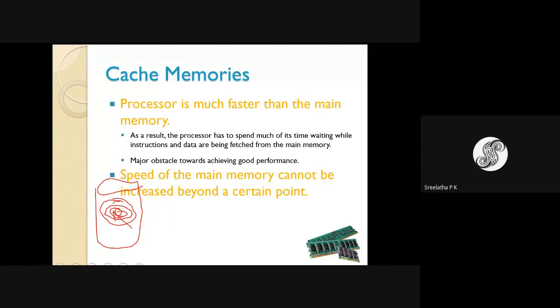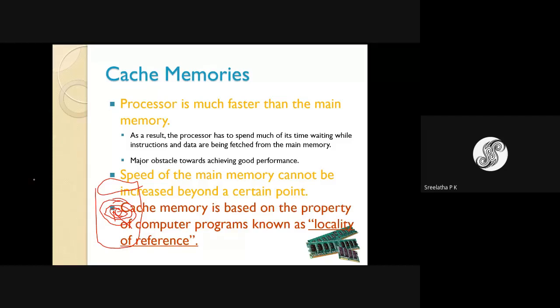Now cache memory works on the property of locality of reference. It means the analysis of programs shows that most of the execution time is spent in executing a few instructions or routines. Suppose I take a small program in which there is a for loop. You know that these instructions are executed repeatedly, for some 10 times. So those instructions will be stored in the cache memory, and the variables which are used will also be stored in the cache memory.